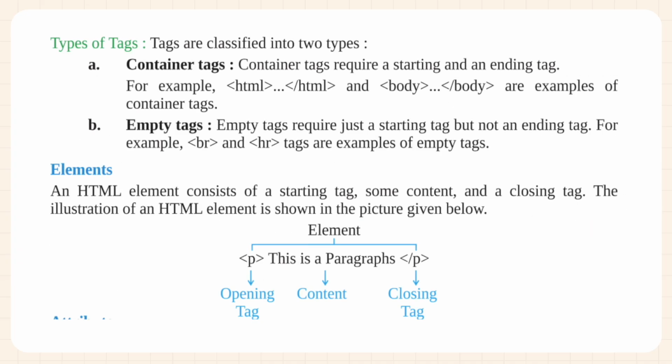Types of tags. Tags are classified into two types. A. Container tags. Container tags require a starting and an ending tag. For example, HTML and body are examples of container tags. B. Empty tags. Empty tags require just a starting tag but not an ending tag. For example, BR and HR tags are examples of empty tags.